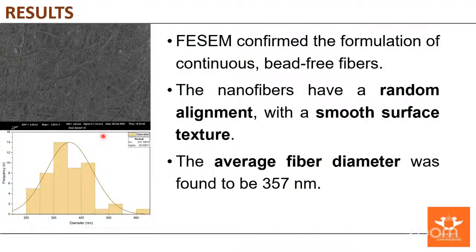Our results based on SEM imaging confirmed that we did indeed formulate nanofibers, and they were continuous, meaning they were not fragmented and broken, and they were bead-free. And the nanofibers had a random alignment due to the collection method that we used. We used a stationary collection method, which is a part of the electrospinning process. And the fibers had a smooth surface with an average fiber diameter for this particular sample of 357 nanometers, which is within acceptable range.